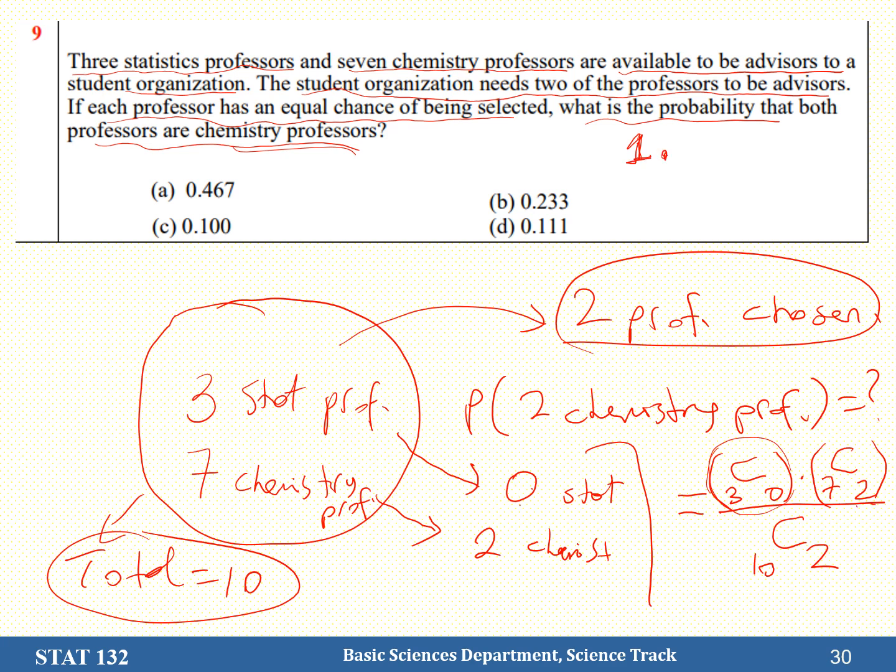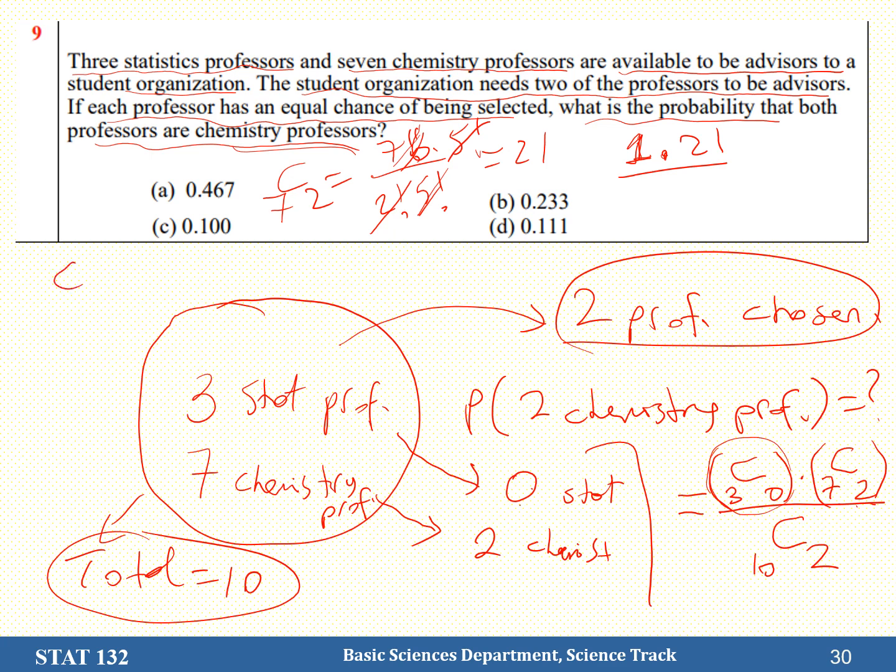1 times, what is this? 7 choose 2. 7 choose 2 is 7 factorial divided by 2 factorial times 5 factorial. So 7 minus 2. So this has to be, okay, 7 times 6 times 5 factorial. So 5 factorial, they cancel. You'll get 21 here. So this is 1 times 21 divided by 10.